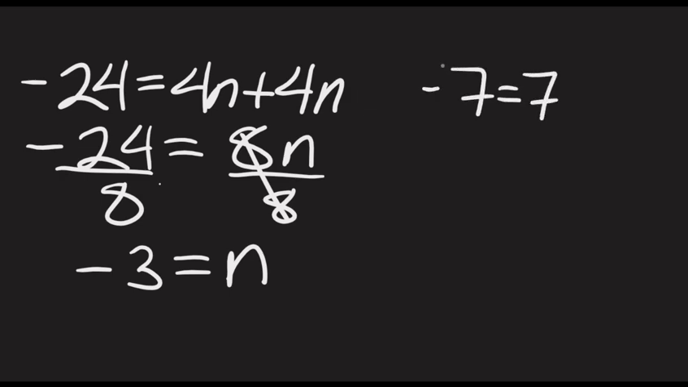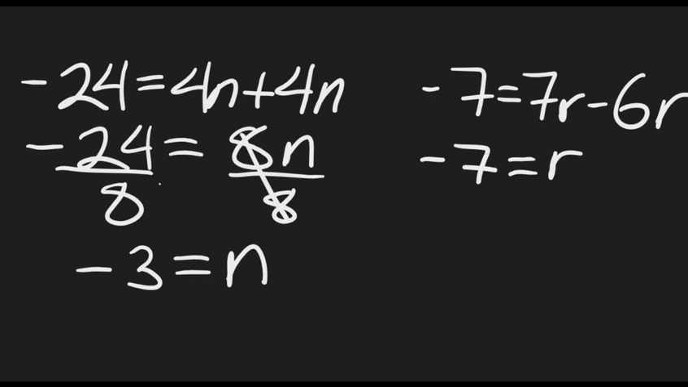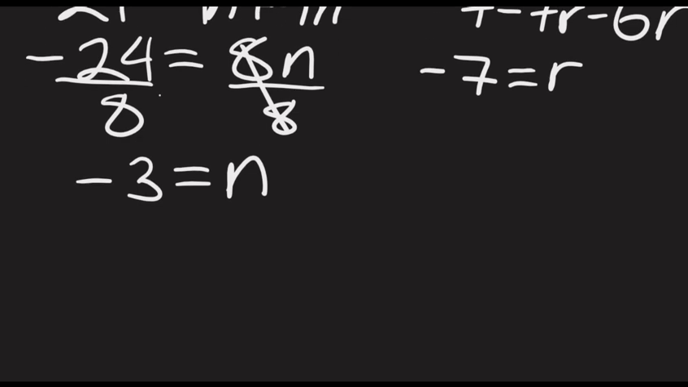Next we have negative 7 equals 7r minus 6r. We can combine 7r and 6r by subtracting them. 7r minus 6r gives us 1r, and that's going to be equal to negative 7.